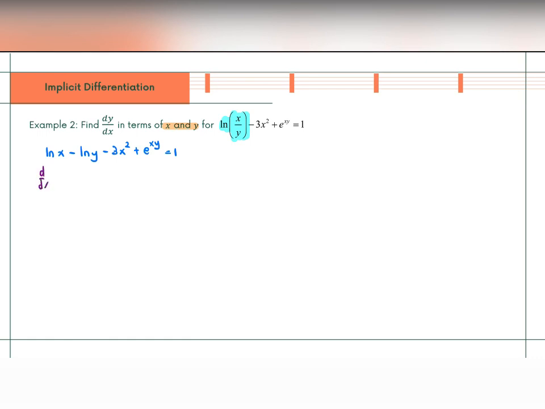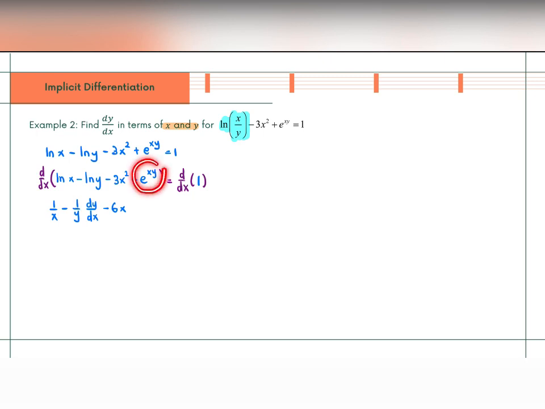So, d over dx of ln x minus ln y minus 3x squared plus e of xy. Okay, kalau kita differentiate left hand side, right hand side pun kita perlu differentiate. So, differentiate 1 kat sini. Okay, now let's start differentiate. So, differentiate ln x, kita dapat 1 over x. Differentiate negative of ln y, kita dapat negative 1 over y. Remember, darabkan pula dengan dy over dx. Okay, differentiate negative 3x squared, kita dapat negative 6x.